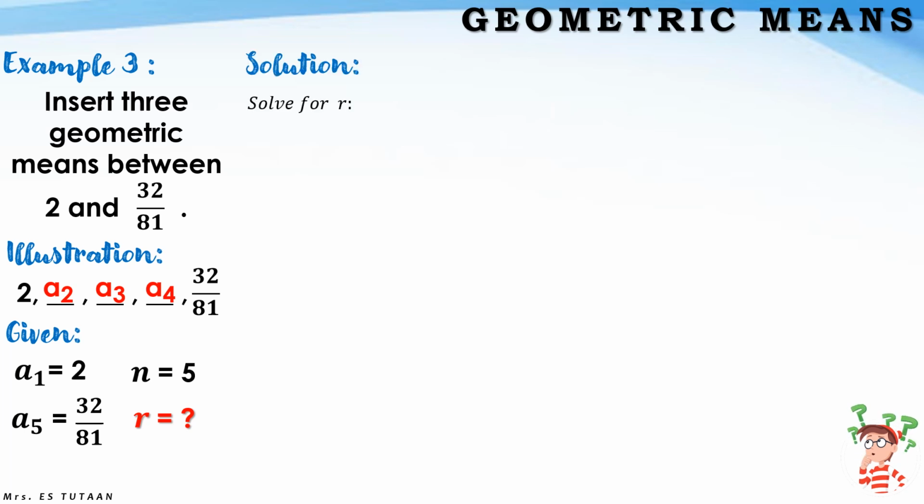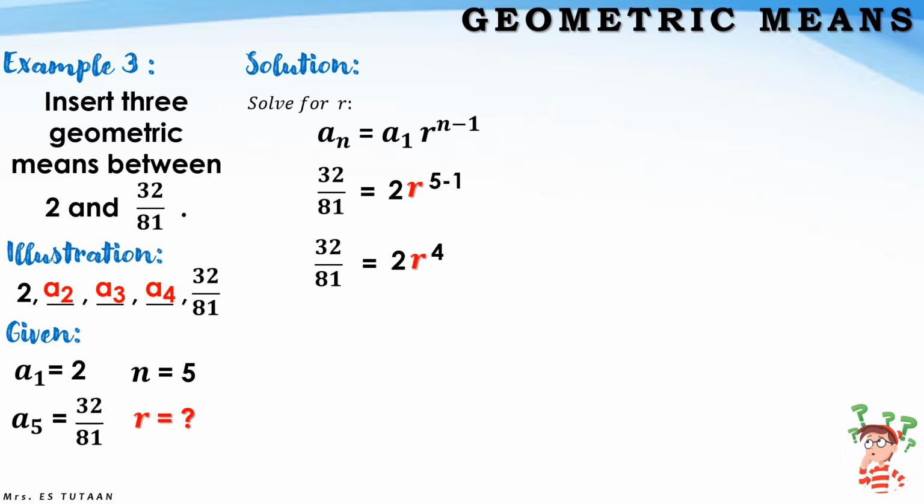So, we have to solve first for the value of r. So, using the formula and the substitute the value, a sub n is equal to 32 over 81 equals, our a sub 1 is 2, r is unknown, and n is 5 minus 1. So, that will give us 4. Okay? And then, we will divide both sides by the numerical coefficient of the variable, which is 2. So, makakancel na yan. That becomes 1. So, ang maiiwan na lang ay r raised to the 4th power.